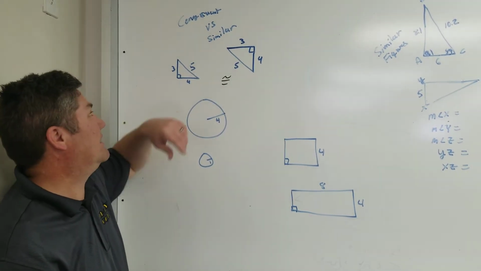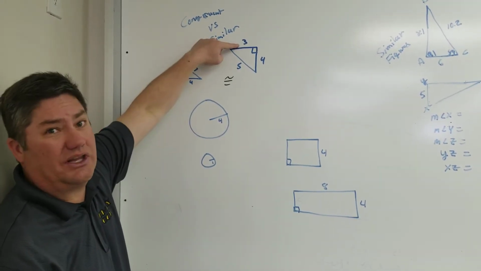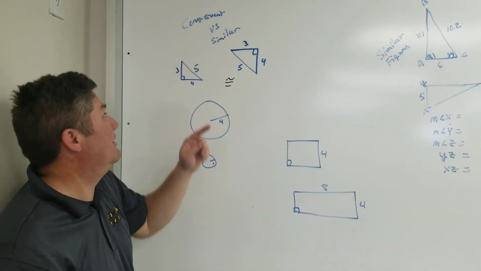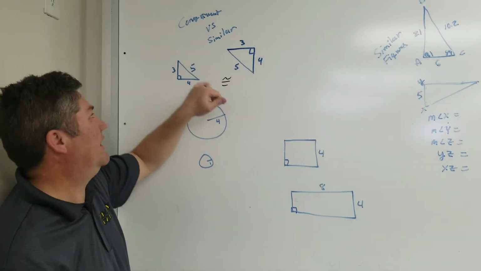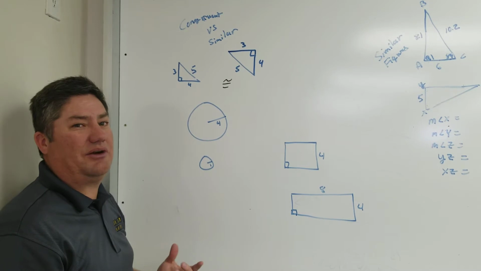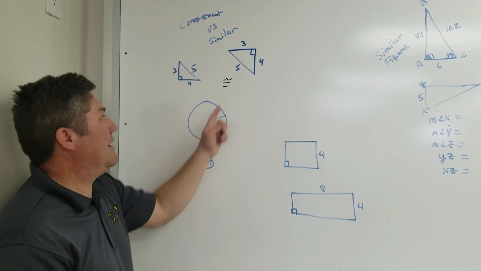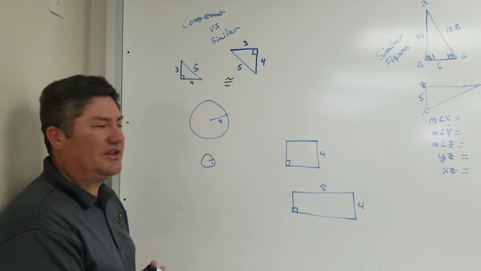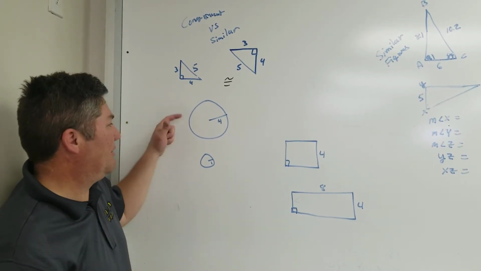Also, another way to check this is to take the side lengths and create a ratio. 3 to 3 will reduce to 1. 4 to 4 reduces to 1. 5 to 5 reduces to 1. So every time you set up that ratio, if they all reduce to 1, that means they're going to be congruent. That's another way to tell that they're congruent versus just similar. Now we're going to move on to the next one.